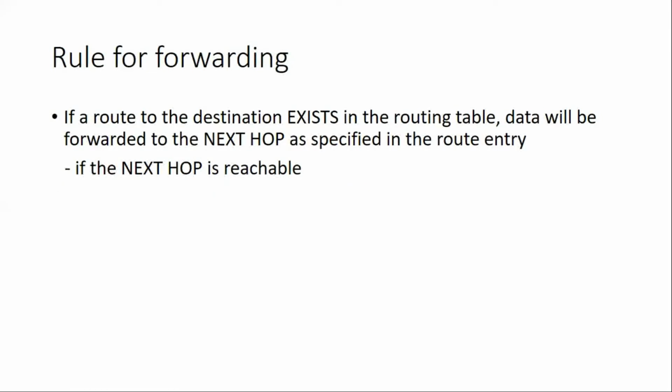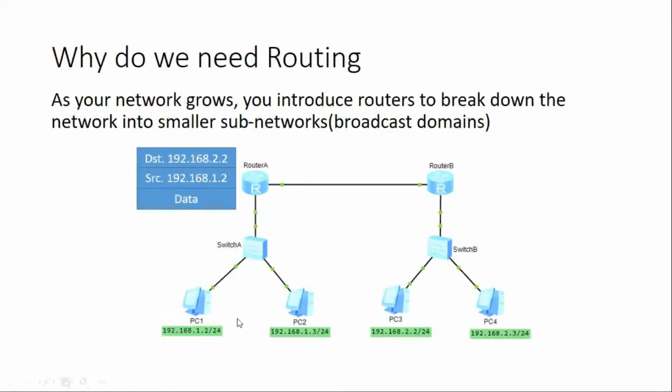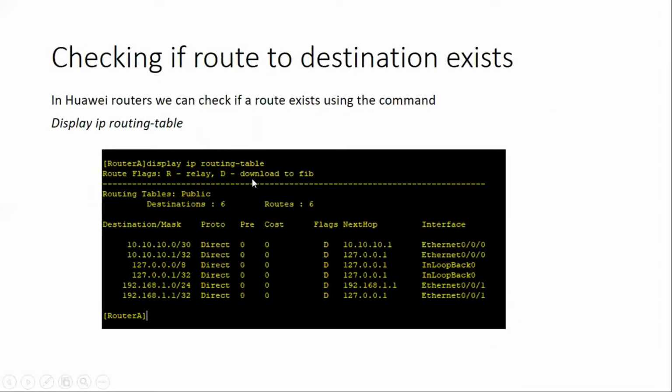So before we know whether router A will be able to forward data to this particular network, we have to go into router A and see whether the route to that destination IP exists in the routing table. There's a command for doing that in Huawei, and it's this command, display ip routing-table. This one will show us all the routes that are contained in the router. Before you configure any routes, by default, you'll only see direct routes. Direct routes are the attached interfaces, the IP addresses.